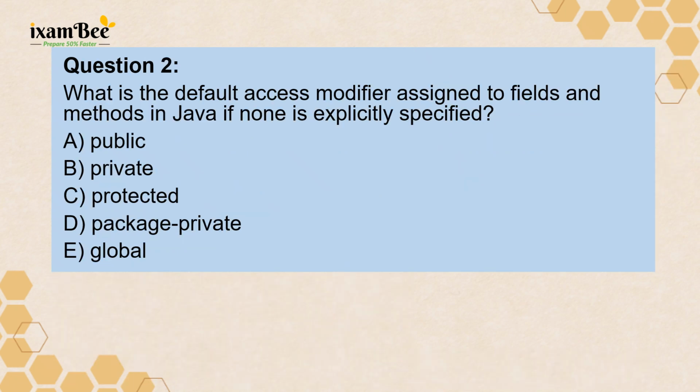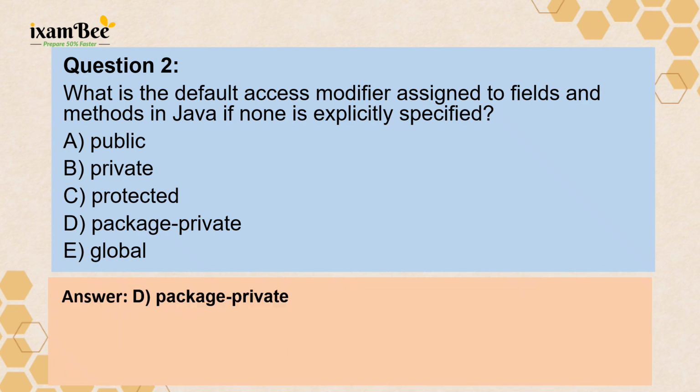In this next question, it is asked what is the default access modifier assigned to fields and methods in Java if none is explicitly specified. The answer to this question would be D, package private. So if no access modifier is assigned to fields or methods in Java, then it becomes package private.